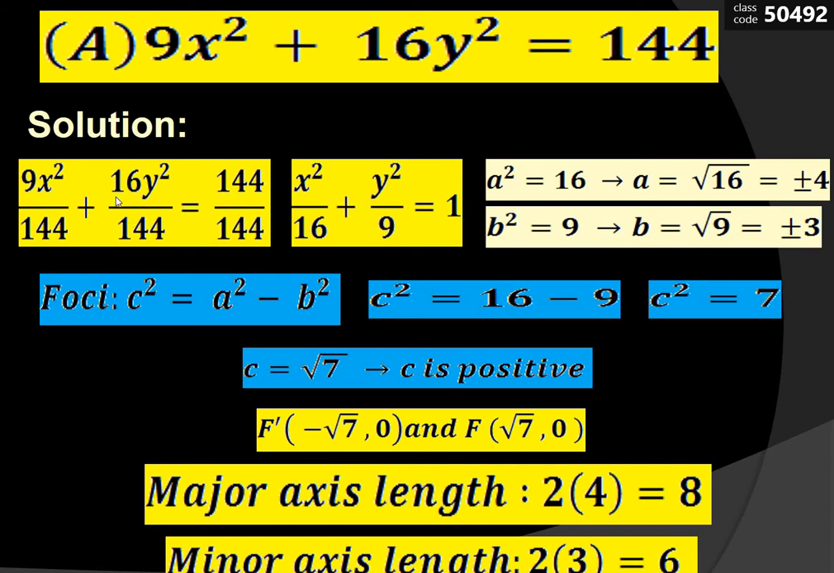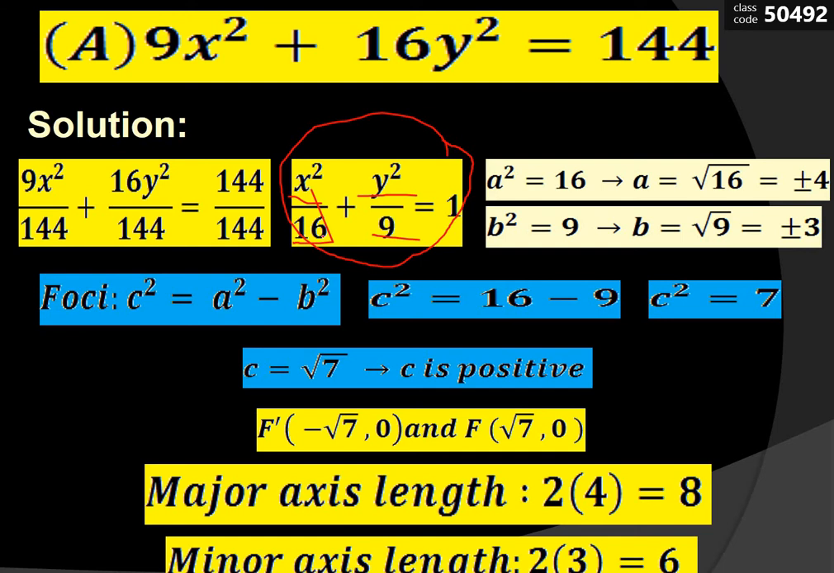It will be 16y squared divided by 144, and also 9 squared divided by 144. So by reducing this fraction, it will be y squared over 9, and 9 over 144 is 1 over 16. So this is now your basic equation for an ellipse.